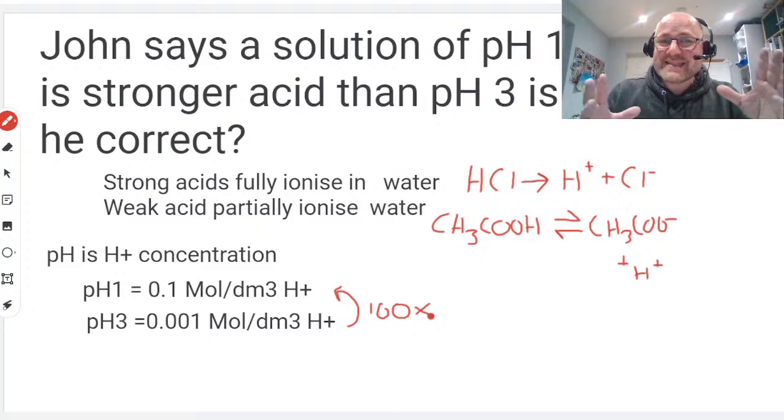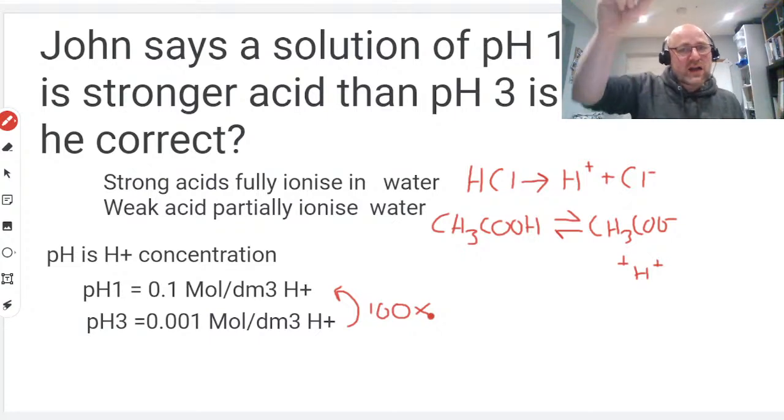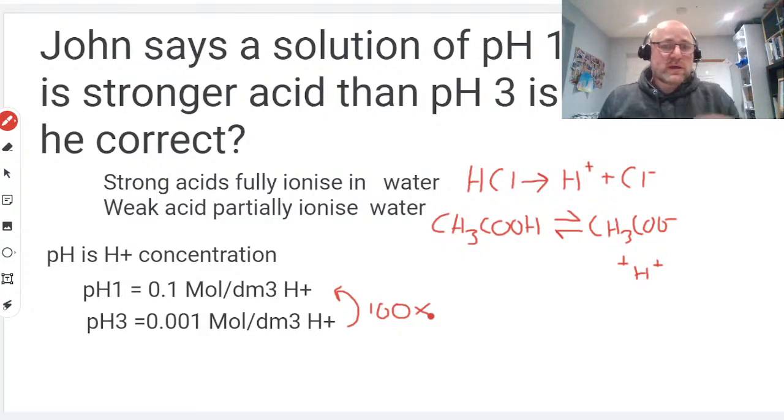It's not necessarily a stronger acid, because I could have a weak acid with a 100 times stronger concentration. I can have a pH 1 weak acid. I can have a pH 3 strong acid. pH is the amount of hydrogen ions in the solution. Strong acid or weak acid just tells you whether they fully break up or only bits of them break up.